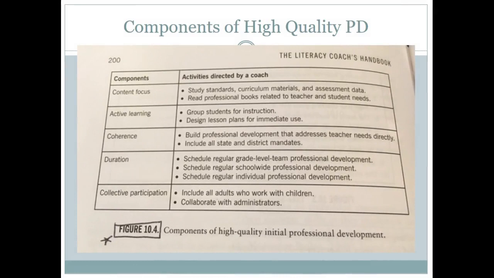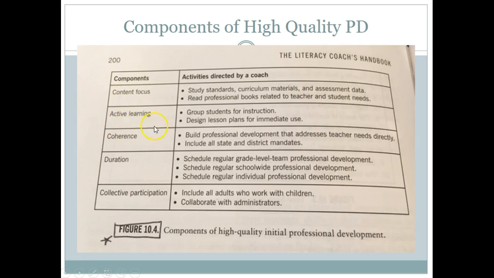Here in your book, they give you components of a high quality PD. And these, again, will be things I'm looking at when you design your PD. But first is a focus on content. So we're not meeting to talk about field trip logistics or fundraisers or whatever it might be. We're really focused on the content, the standards, the curriculum, assessment data. We're reading professional books that are related to our needs and student needs.